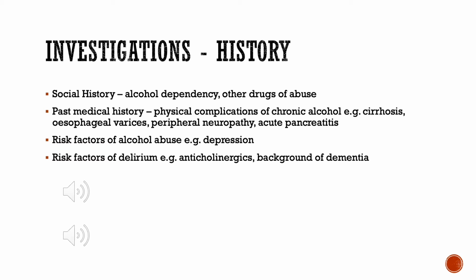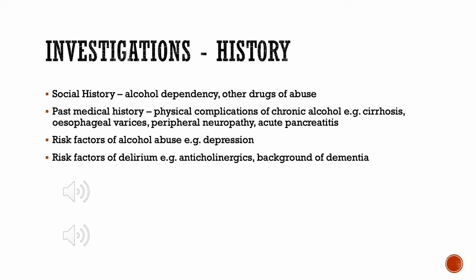You may also look at the social history and see if there's any history of alcohol dependency, if there's also a history of drug abuse. In the past medical history, you can look for physical complications of chronic alcohol such as liver cirrhosis, esophageal varices, peripheral neuropathy, or any acute admissions to hospital for acute pancreatitis secondary to alcohol, and the list goes on.